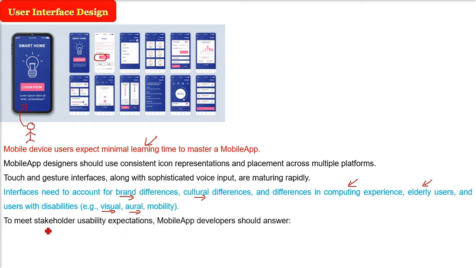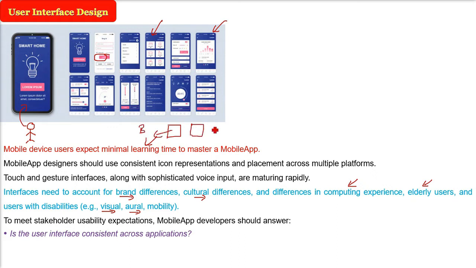So in order to satisfy all these stakeholders' requirements and expectations, as a mobile app developer, you need to answer certain questions. If you are able to answer them, I hope the user interface design will be good. Is the user interface consistent across applications? Because if one application is made by a certain company, is the second application from the same company consistent? Is the user interface consistent, or are they altogether different?